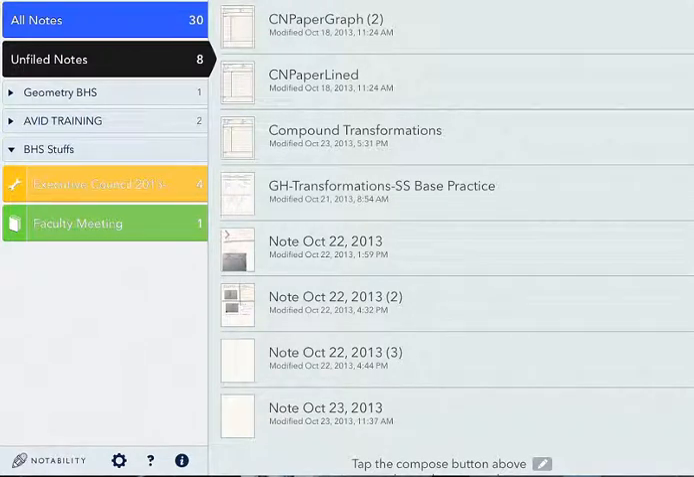Okay, ladies and gentlemen, let's go ahead and get rolling here. We got quite a bit to talk about. We're talking about compound transformations. So let's just get into it, shall we? Let me load up my notes here.